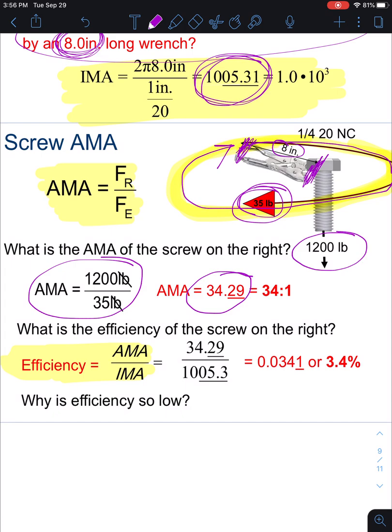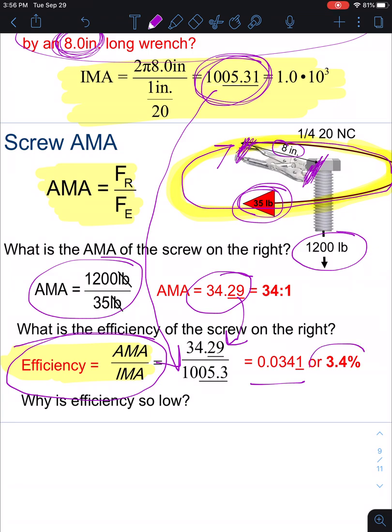Those are the numbers that we're going to plug into our efficiency formula on the bottom. Efficiency is AMA divided by IMA. 34.29 divided by 1005.3 gives you 0.0341, and times 100 gives you 3.4%. So that's how you calculate that.